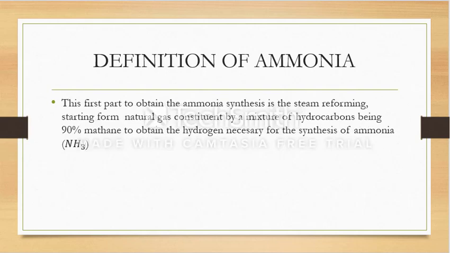The first part to obtain the ammonia synthesis is the steam reforming, starting from natural gas constituted by a mixture of hydrocarbons being 90% methane to obtain the hydrogen necessary for the synthesis of ammonia, NH3.